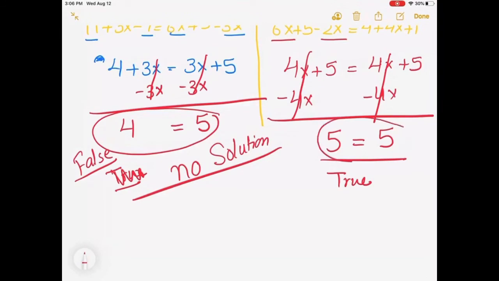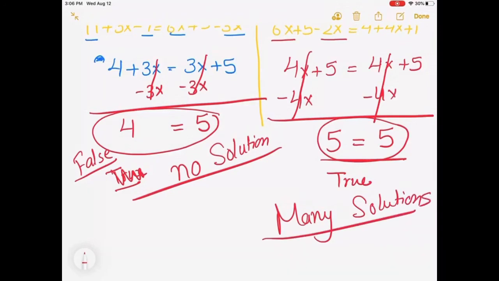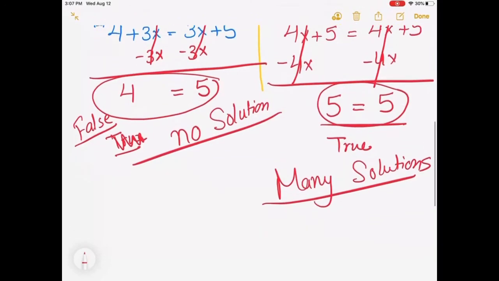So anytime you end up with no x or no variable left in the equation, and the leftover statement at the end is true, then there would be many solutions for this problem. No matter what number you plug in for x in this equation, it would work. Every single number, all real numbers, would work for this type of problem. So I repeat, if it's a false statement, there would be no solution. If it's a true statement at the end, there will be many solutions for this problem.